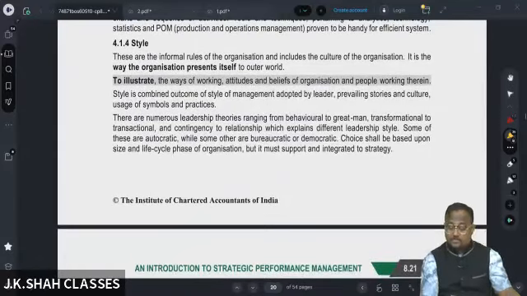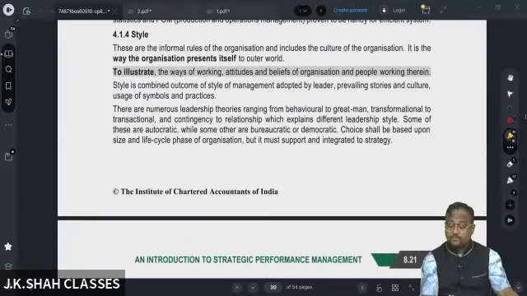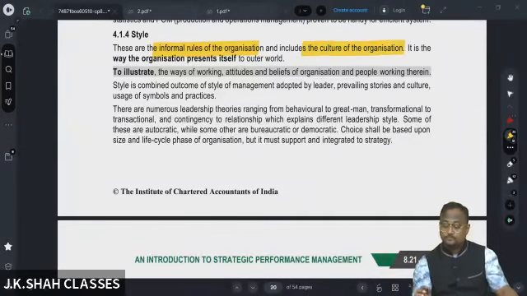Then you have style, the manner in which things are done. And that is definitely considered as informal rules of organizations and the culture of the organization. It is a way the organization presents itself.